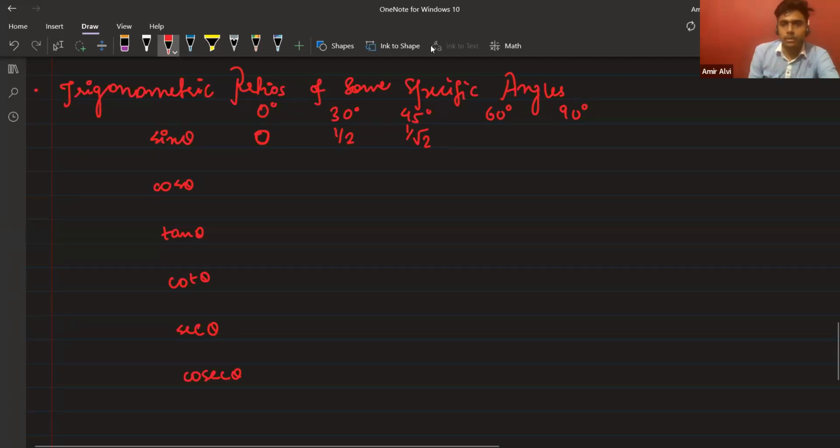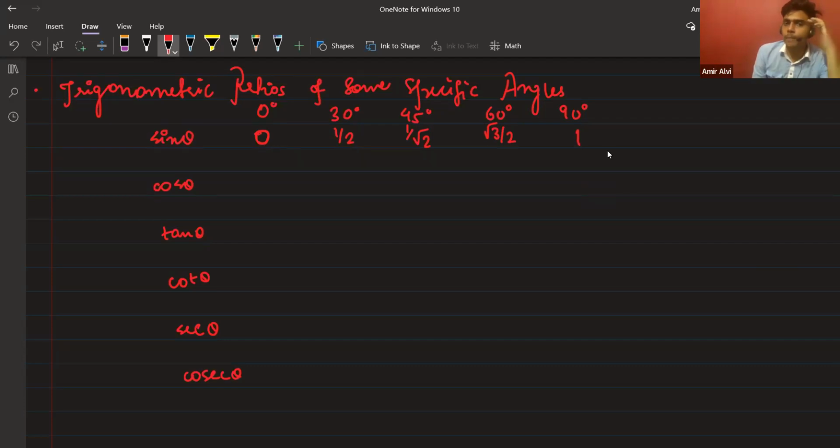Okay, sir. Sine 60 is √3/2 and sine 90 is 1. I told you, sine and cos can never be greater than 1. They can be less than 1 or equal to 1. The value of sine at any angle can be equal to or less than 1. Basically, the values of sine and cos vary only from 0 to 1.